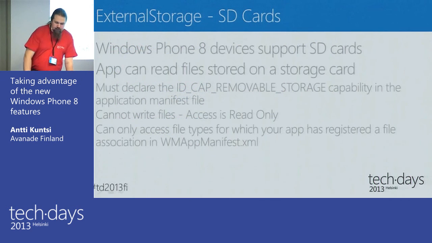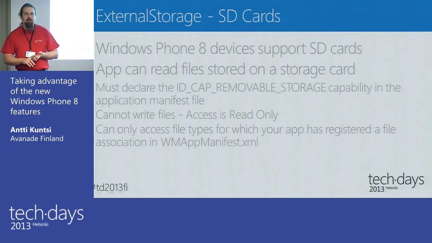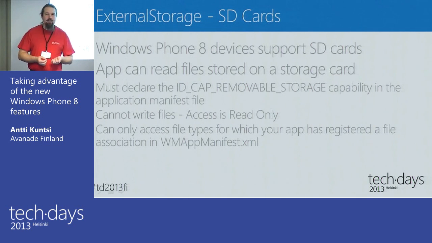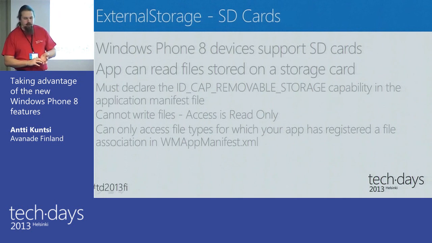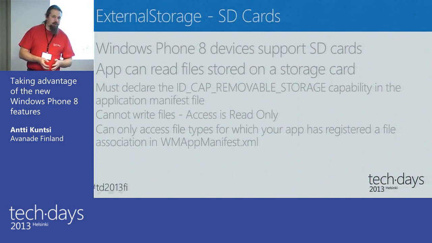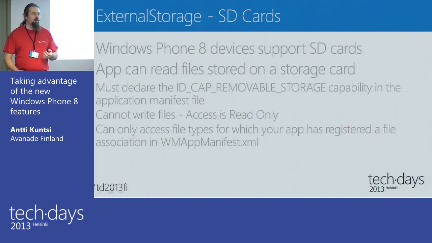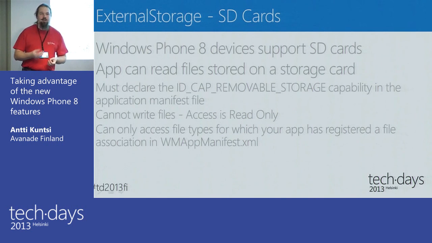I did mention external storage, so SD cards. Phones in Windows Phone 8 are allowed to have those, and you have access to them. You have read-only access. You have to have a capability defined in your application in order to use it. You have to register for the file types you want to read from the SD card. That's the only part you can actually read, so you can't go through an SD card. You can't write to an SD card. It is a way to offload the data downloading, for instance, to your application.